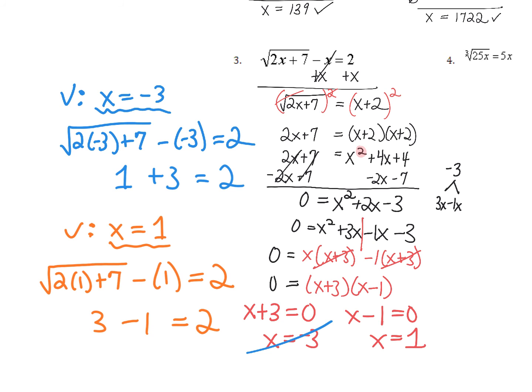In my head, I was doing 2 plus 7 and getting 5 for some reason. That's why I paused. I was like, wait, that doesn't work. But it does. 3 minus 1 is 2, so this is my answer.